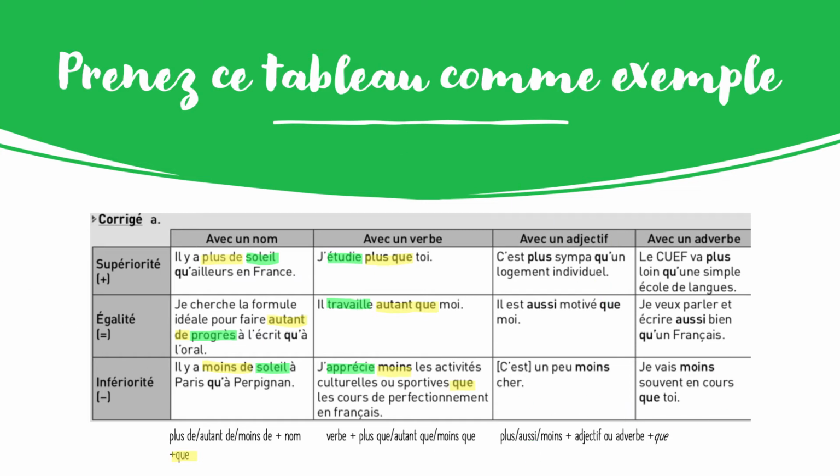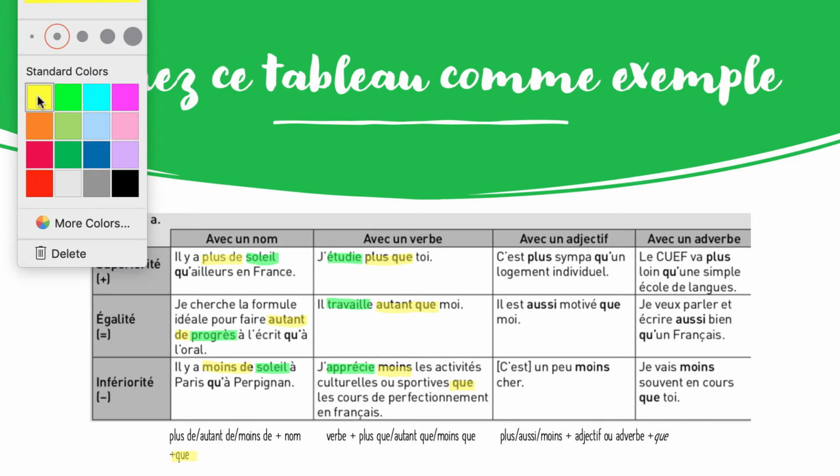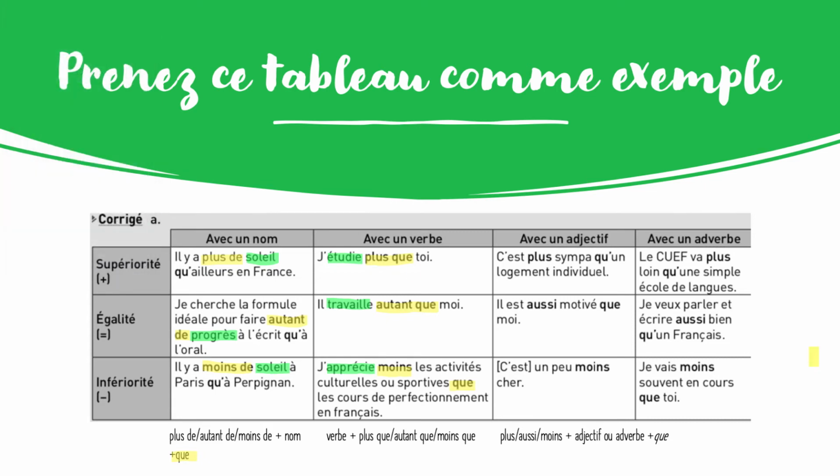Now, when it comes to adjective and adverb, it has the same construction. That's why we've grouped it under one category here. So we have plus, aussi, moins, plus the adjective or the adverb, and then the que. So it is a bit the same as the first column here. The only difference is that we don't have a de here before the adjective. So keep that in mind.